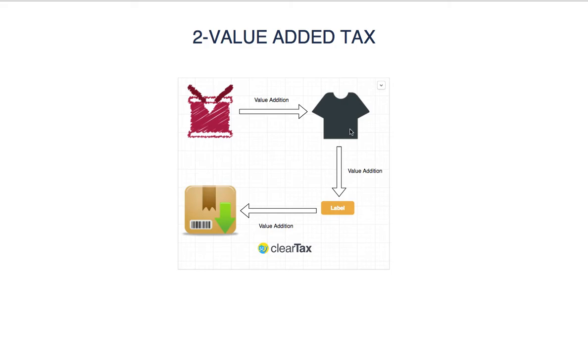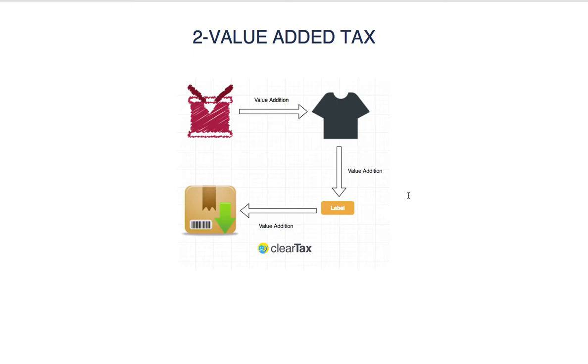So GST will be levied on these value additions too, because monetary worth is added at each stage to achieve the final sale to the end customer. So as you can see in this picture, the value of the product is increased at each stage, and hence the tax will be charged at each stage.